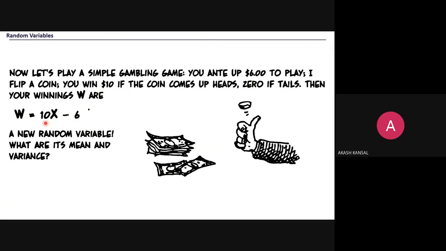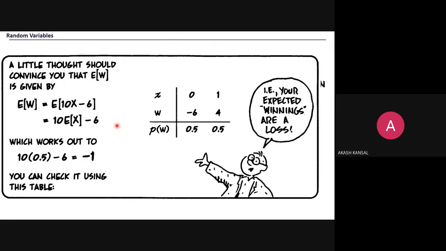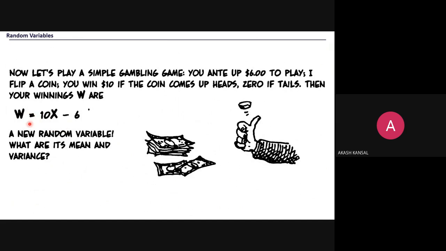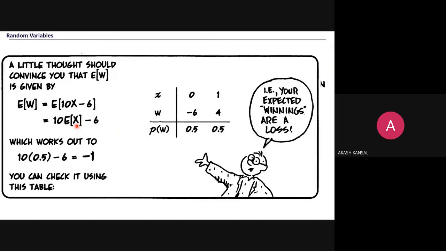Now let's try to calculate it mathematically. Is it a good bet or not? Let's see the new variable that we have generated. We have created W, which is for my winnings. What are its mean and variance? If you go by the formula, for 10X minus 6, expectation is going to be linear. Expectation is always linear. So we have expectation of W as expectation of 10X minus 6.